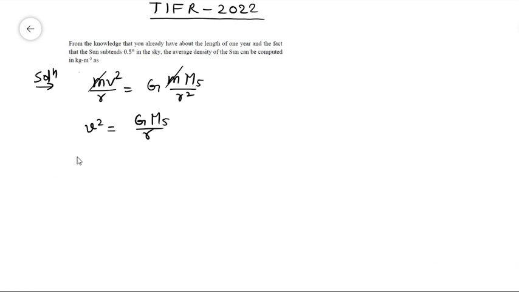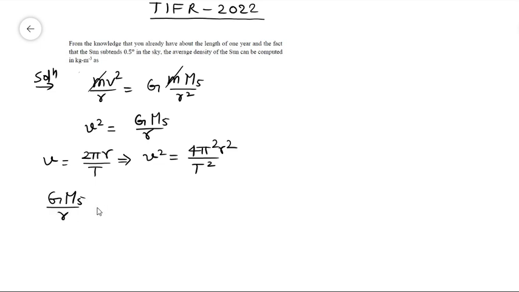Now, if the earth is rotating about the sun in a circle of radius r, then v can be written as v equals 2 pi r divided by T, where T is the time period. Squaring on both sides, this can be written as v squared equals 4 pi squared r squared divided by T squared. So equating the two equations, G Ms divided by r equals 4 pi squared r squared divided by T squared.